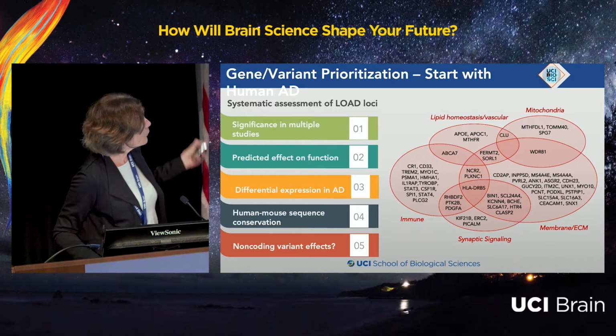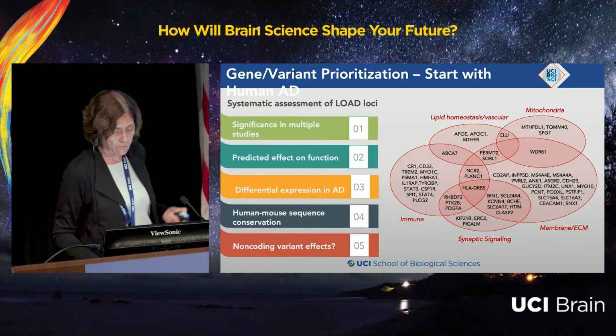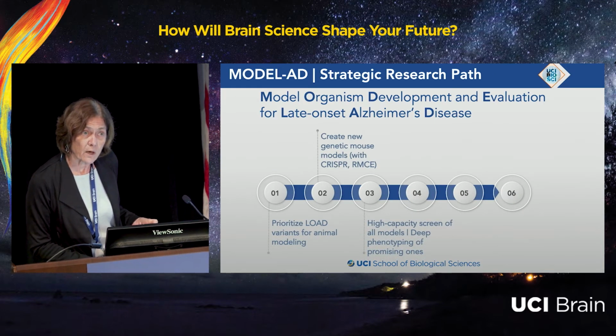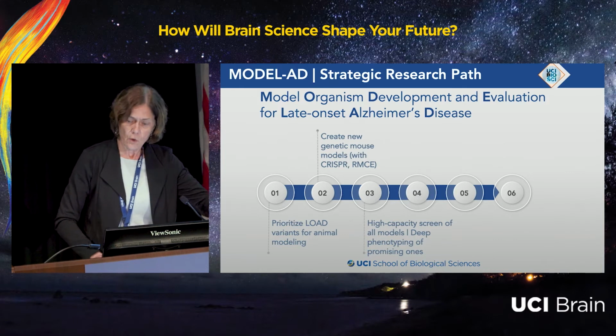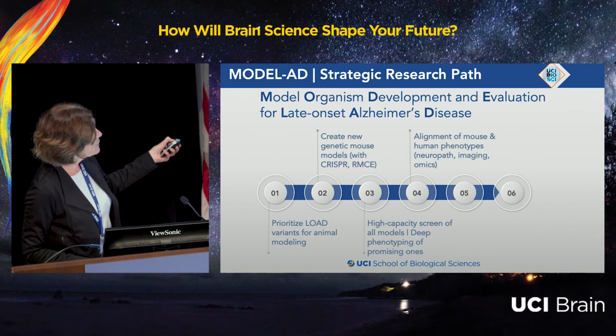But once we have prioritized these, and you can see that these are in a number of different kinds of pathways, we can then begin to characterize those mouse models once we have put them into the mice and see which kinds of characteristics will come back and look like the humans.